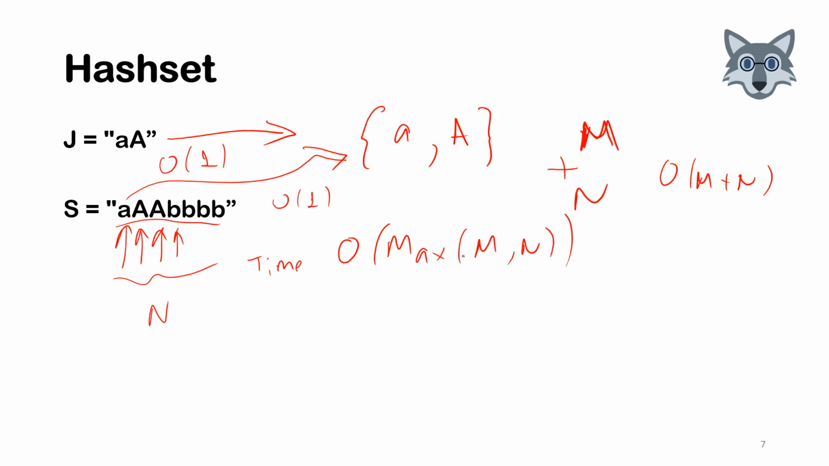If the other one is bigger than that, then the smaller one doesn't really matter. So that's why we like to say it's max. Or, I mean, you can say that, but max is just fine. Okay, so time complexity is that.